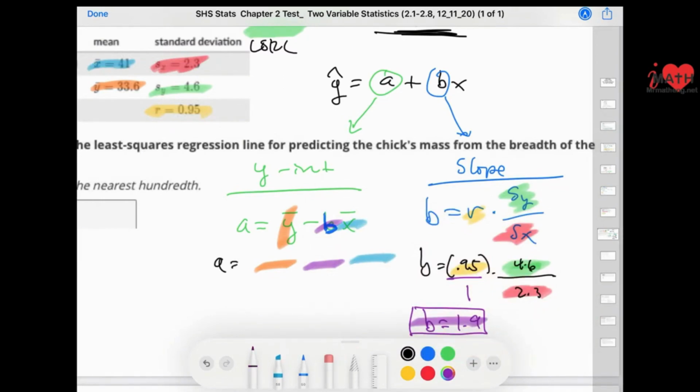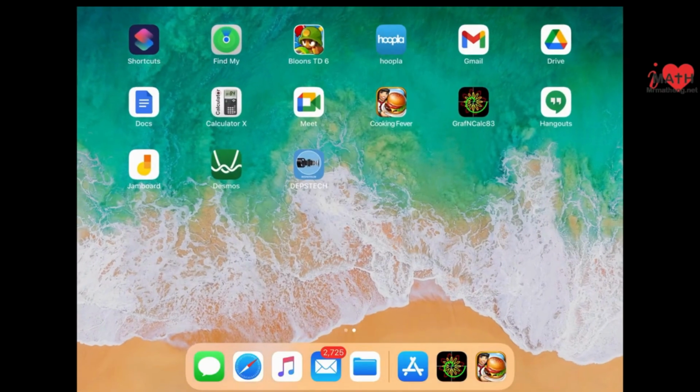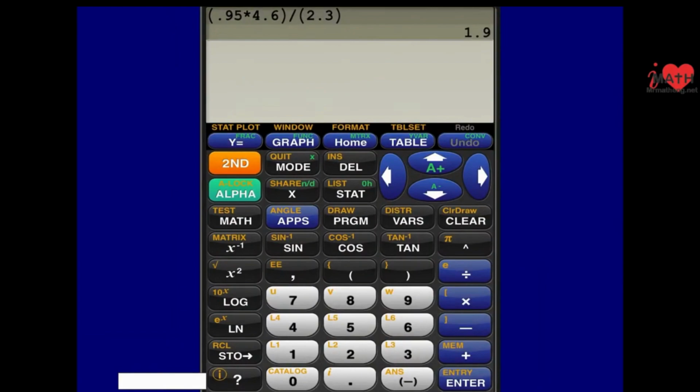So y bar is 33.6 minus a b value, which we just found, which is 1.9 in purple there, and an x bar that is 41. Okay, remember I'm going to do PEMDAS here, so I'm going to multiply those two numbers. Let me take a picture so you can actually see the calculations I'm putting into my calculator. I think it's super helpful.